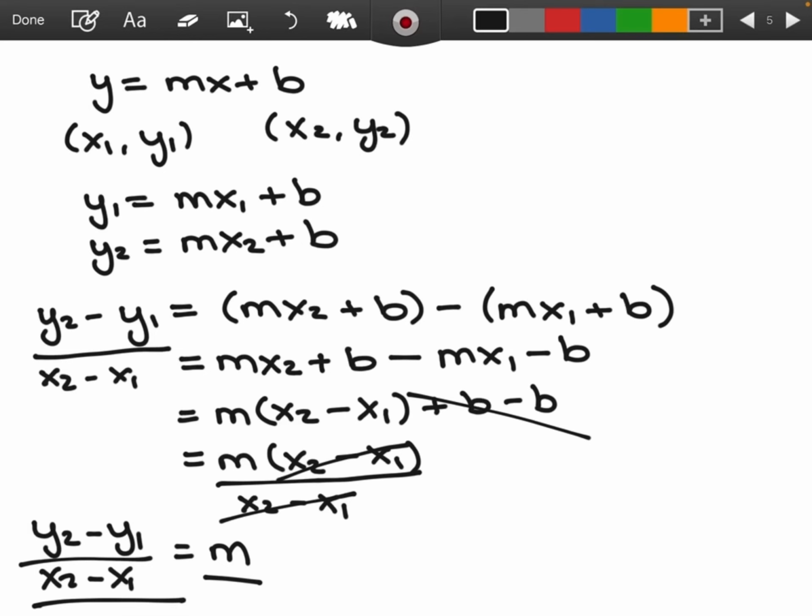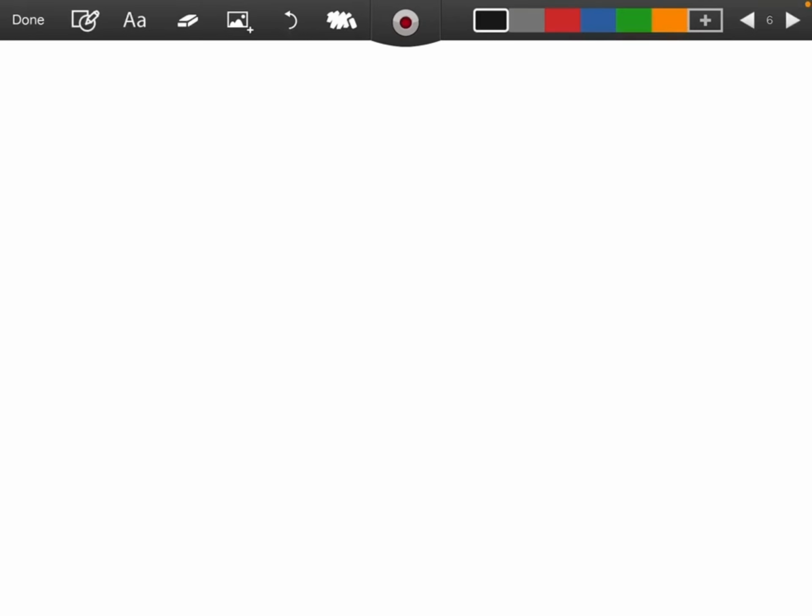So if I've got an equation for a line and I've got two separate points that both satisfy that equation, so they both land on the line, I can plug those points in, and then just by doing some manipulation, I can find out a value for m. The next thing I want to look at is the steepness property of a line. So we're going to define this.